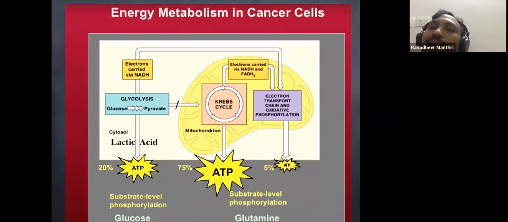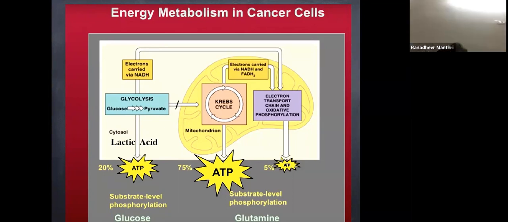Energy metabolism in cancer cells: 20% is substrate metabolism in the cytoplasm. Another 75% is substrate metabolism in the Krebs cycle. For the Krebs cycle, pyruvate is not going to acetyl-CoA. So how is it producing ATP? That is because it takes up glutamine. Glutamine enters into the Krebs cycle as glutarate. That is why the cancer patient will be losing protein and glucose. That's why there will be cancer cachexia. The cancer cachexia is because of this change in metabolism.